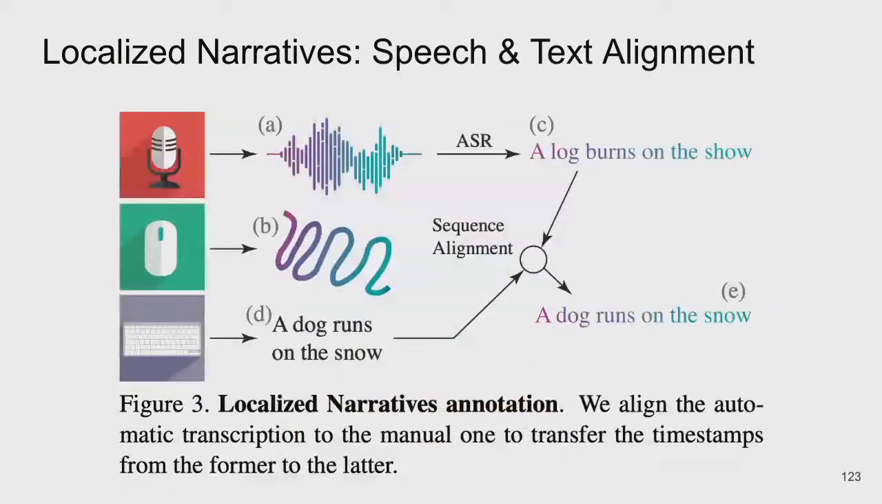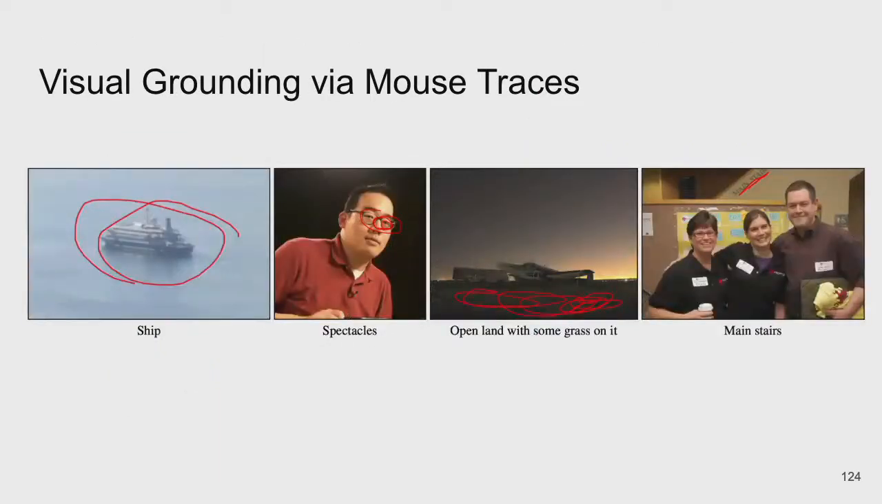Okay, I think you guys get an idea. Once we ask an annotator to transcribe this, there's no alignment to the mouse trace yet, but you can try to use ASR, which has alignment, and then you do this alignment between the two texts again. If that makes sense. And now you can create grouping in a fast way. So, I circled around that area when I talked about shape. Picture goes open land with some grass on it, or main stairs. Main stairs is basically text.